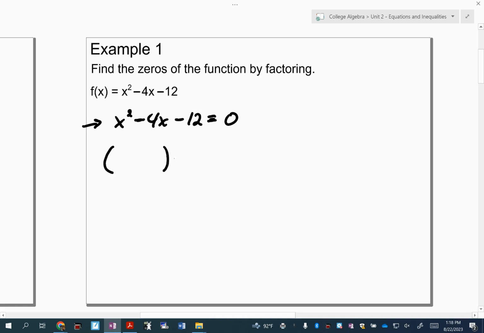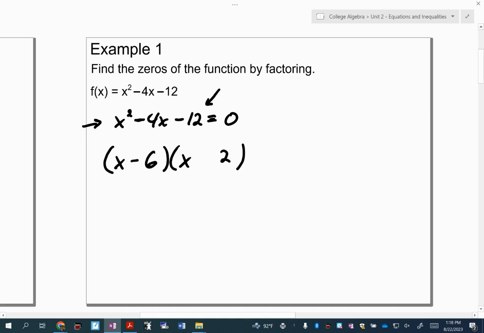Now, because there is an imaginary 1 in front of this x squared, all I have to do to factor this is think, are there factors of negative 12 that are going to add to negative 4? So there are two numbers out there that when I multiply them, I get negative 12, and when I add them together, they give me negative 4. So write x and x. I'm thinking of the numbers 6 and 2.